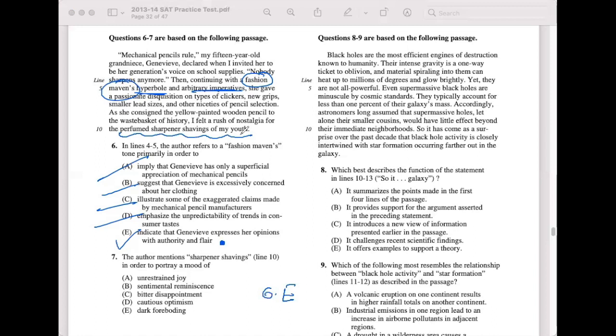So the options are: unrestrained joy, sentimental reminiscence, bitter disappointment, cautious optimism, and dark foreboding. Just unpack each of these options, and you know that he is looking back at the past, he's being nostalgic. So right off the bat, I like B, right? That is, he's reminiscing and he's being a little sentimental about it.